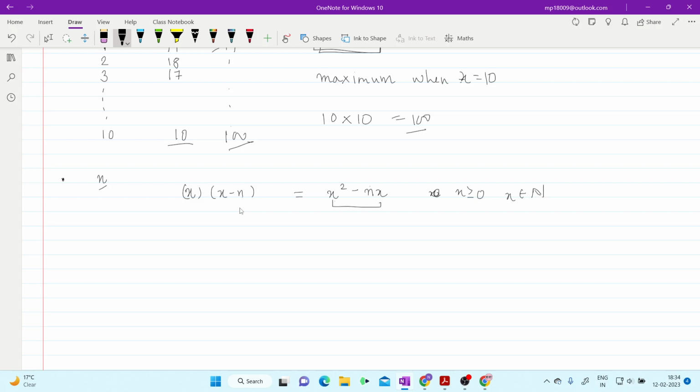I guess x should be n by 2. Okay, let's see. This is a bit of analysis. If we have f(x) equal to x square minus nx, and we look at the first derivative, it comes out to be 2x minus n. When f dash is 0, x is n by 2. So yes, this is fine. If n is even, then we can say it is n by 2.